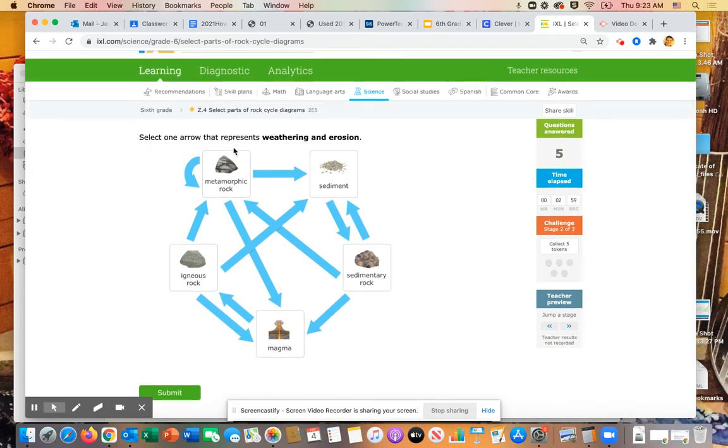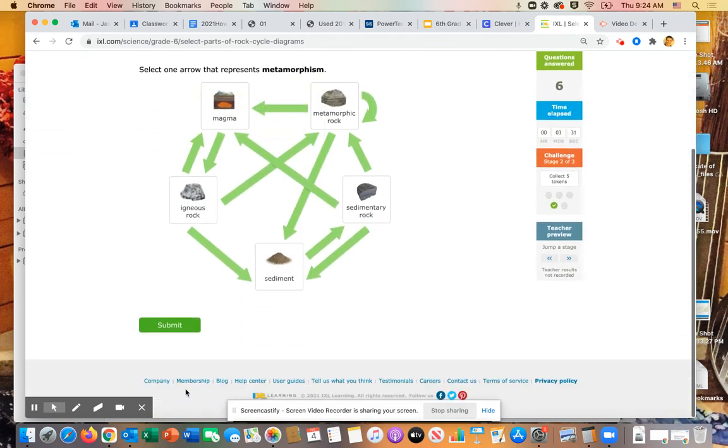All right. Select one arrow that represents weathering and erosion. Okay. Now, it would be an arrow pointing to sediment. Okay. That's your right answer, but the arrow is there. You've got to choose the arrow. Actually, I'm going to do this one right. Okay. Now, select one arrow. You don't have to select more than one, but you could have selected that one instead, right? Because it's weathering and erosion into sediment. So it's got to be pointing at the sediment.